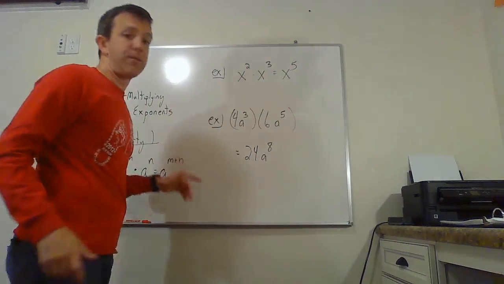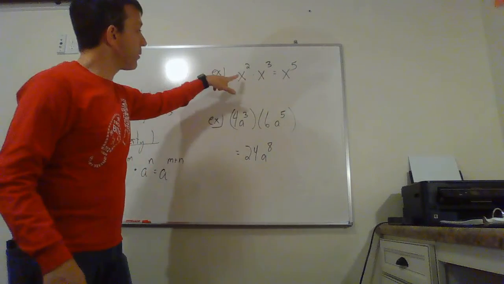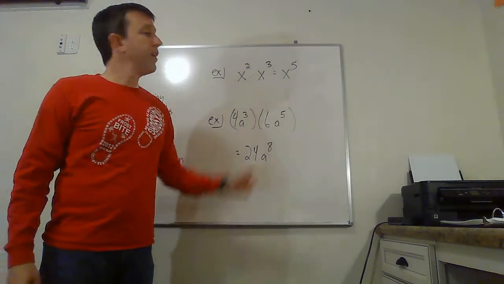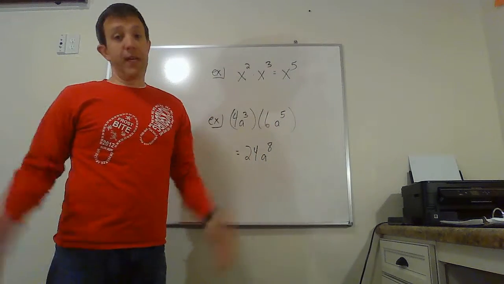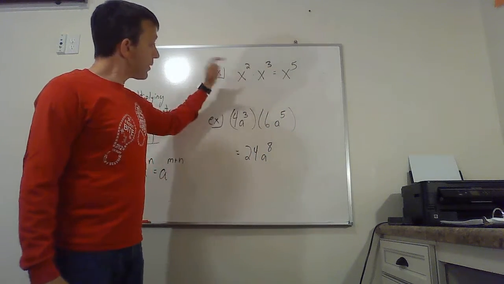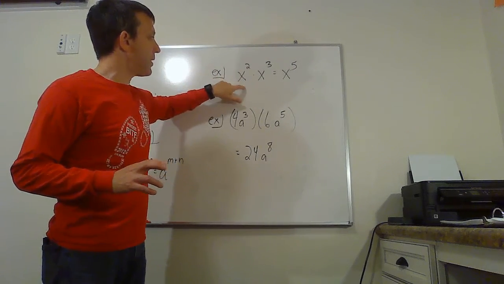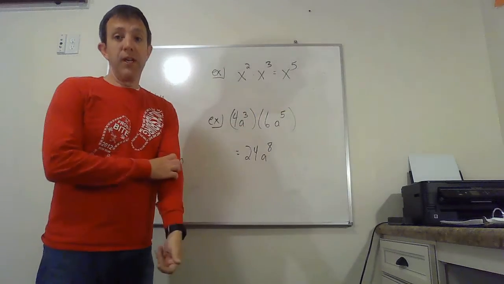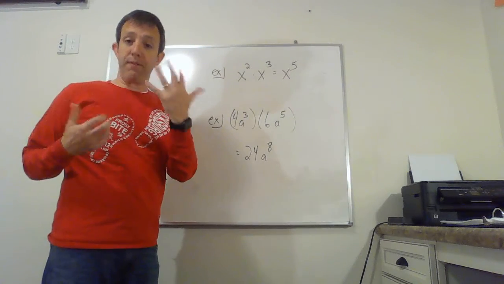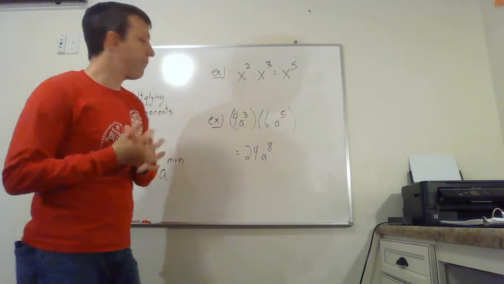Alright, so I have two examples. First, a really pretty straightforward one, x squared times x to the third. 2 plus 3 is 5. That's it, x to the fifth. Now, this works because if you think about it just a little bit, x squared is really x times x, and x cubed is 3 of those. And if you just count them up, there are 5 x's. 2 plus 3 gives you the 5.